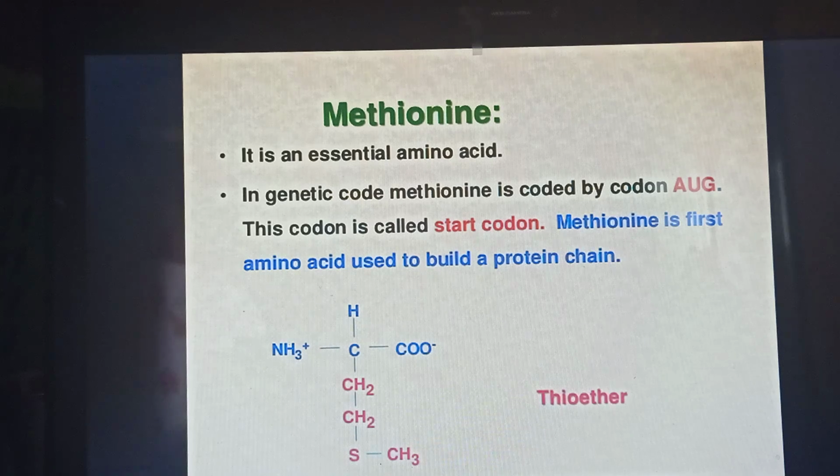Methionine is an essential amino acid. The structure is the glycine structure with 2 CH2 groups and a CH3. So 2 ethyl groups with CH3, you get the methionine structure.